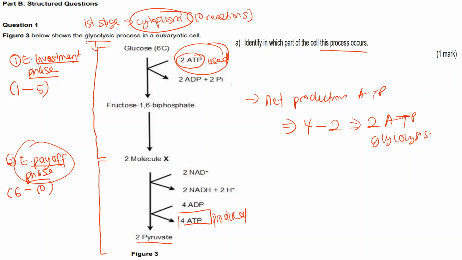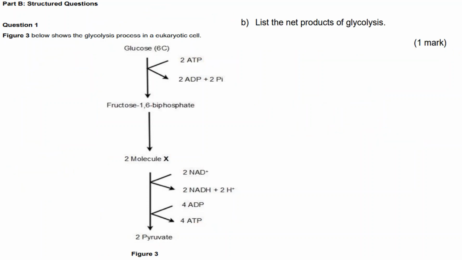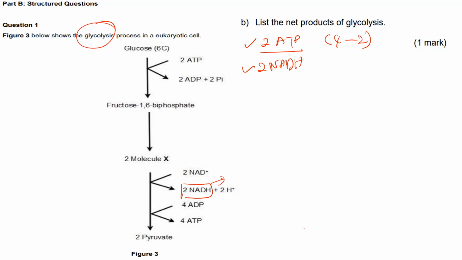Alright. For the next question, list the net products of glycolysis. The net product of glycolysis will be 2 molecules of ATP, from the 4 that you minus with 2, and then 2 molecules of NADH. The NADH molecule that is produced during glycolysis is a very important molecule that will be used during the fourth stage of cellular respiration, which is oxidative phosphorylation.